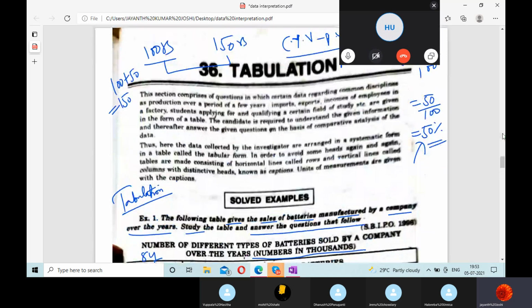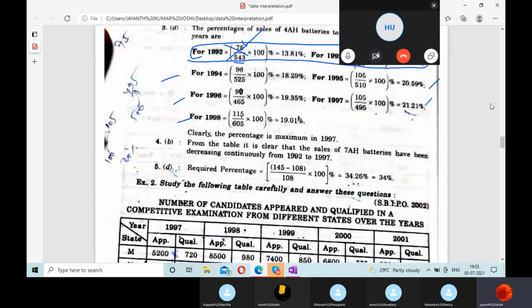Here also we can see. So here 90 by 4, here you got 19.35 and here you got 18 point something. So this is gone. This is not maximum. Okay. So now we have got conclusions. What conclusions we have got?